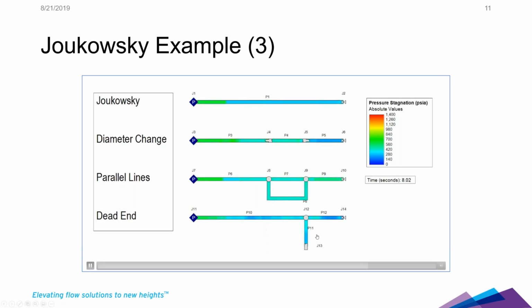So you can see there's a lot more noise happening on this dead end one than the other ones. But you can see partial reflections coming at the area change, partial reflections and flow splits at the parallel lines. So all of that's very important.